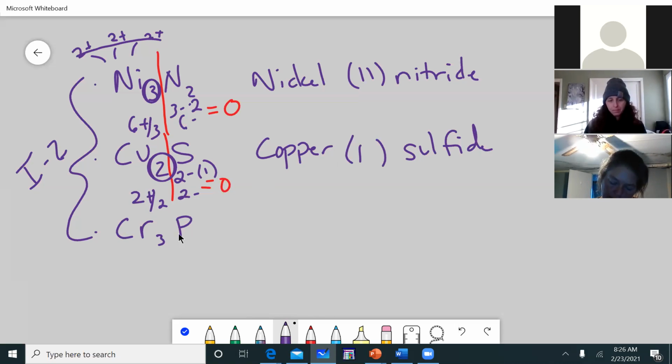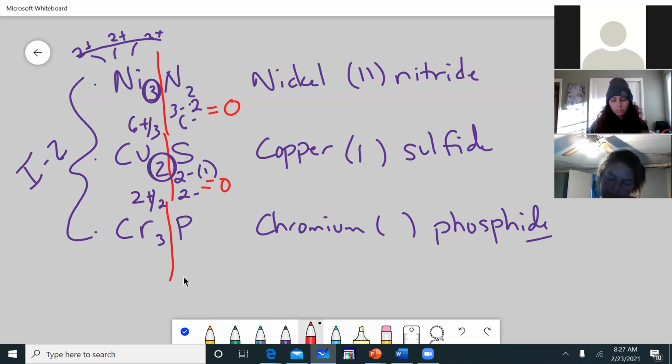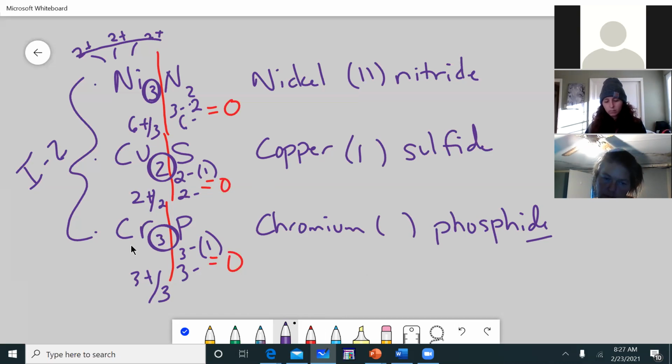Just to sort of drive it home. Last one here, this is chromium, unpredictable charge, and this is phosphorus, which turns into phosphide, right? We IDE the second guy. Cut it in half. The whole thing has to equal 0. Phosphorus is a 3- charge, and there's 1 of them for an overall 3- charge. What does the chromium side have to be? 3+. And how many are there? There's 3, so we divide it by 3. So each chromium will bring a 1 to the game.